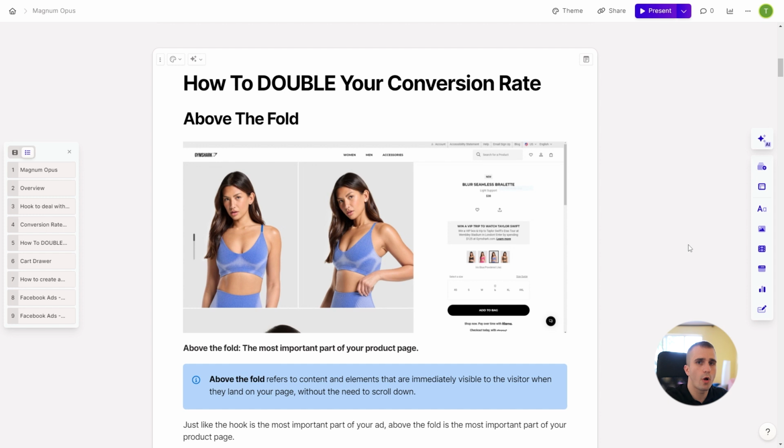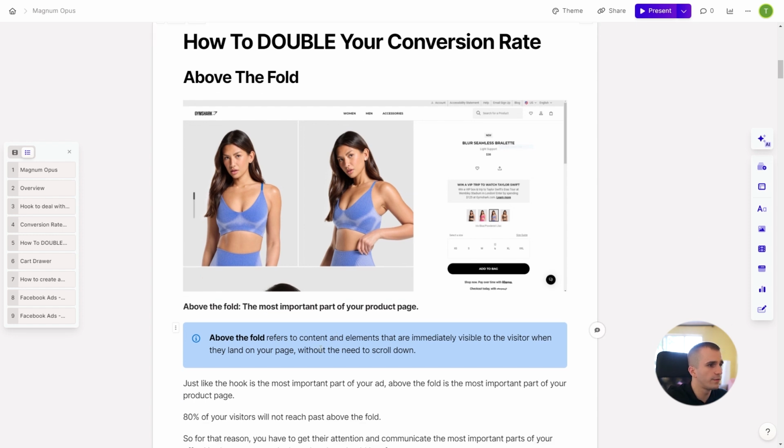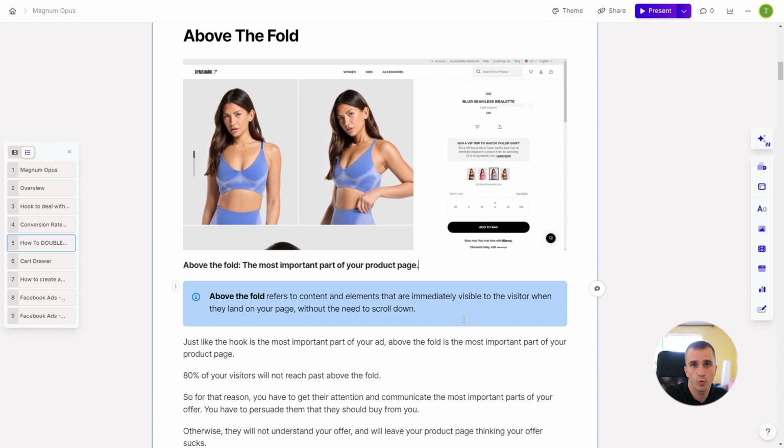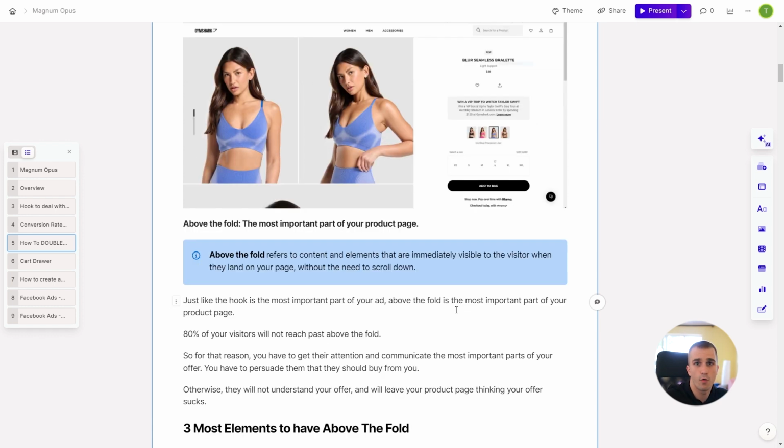The thing that we're going to cover in this video is the above the fold of your product page. For all of you who don't know, above the fold refers to the content and elements that are immediately visible to your visitor when they land on your page, on your product page in this example, right? Without the need to scroll down. So when your visitors land on your product page, above the fold is the first thing that they see. For that reason, it is the most important part of your product page. That's why you need to optimize this part, and that's what we will focus on in this video.